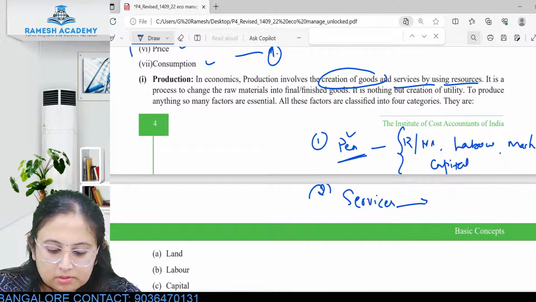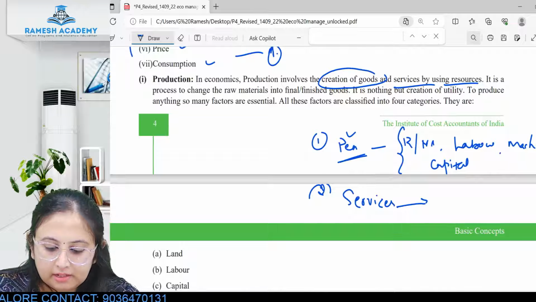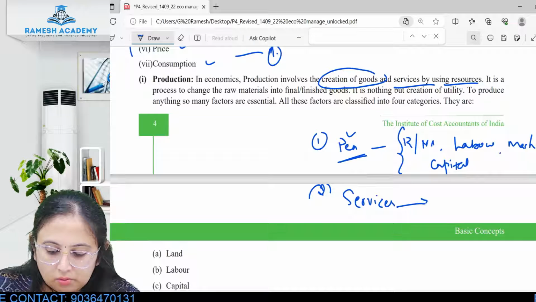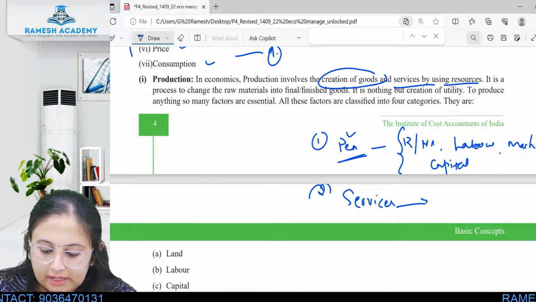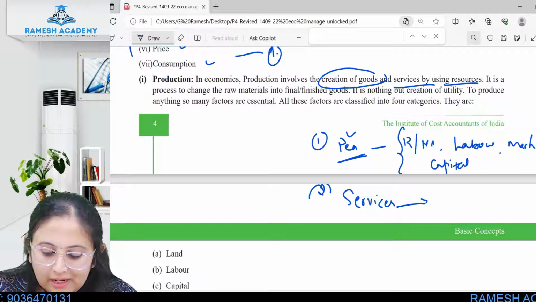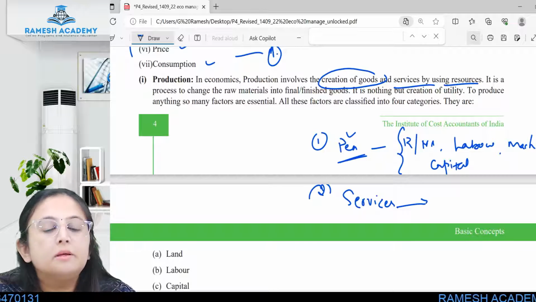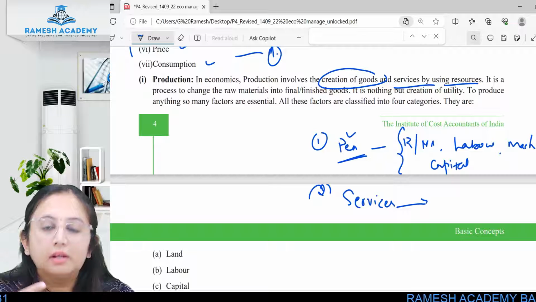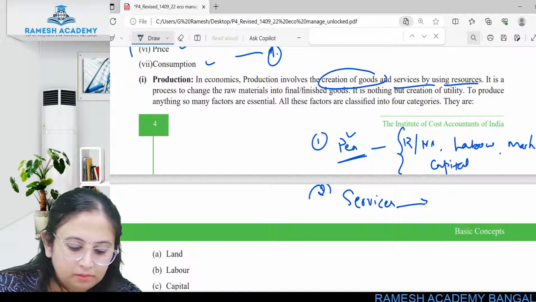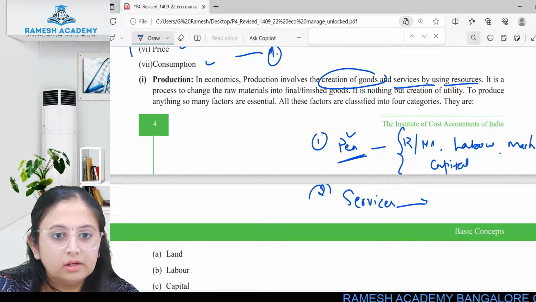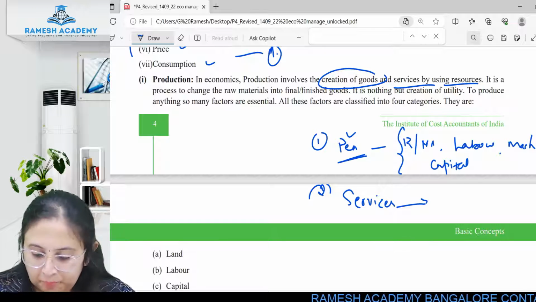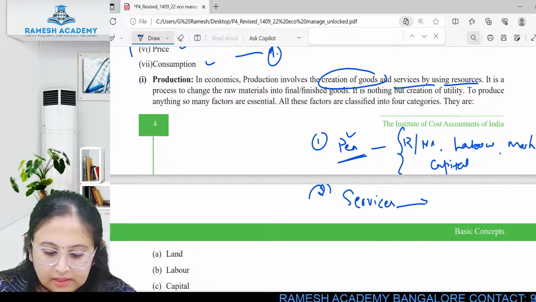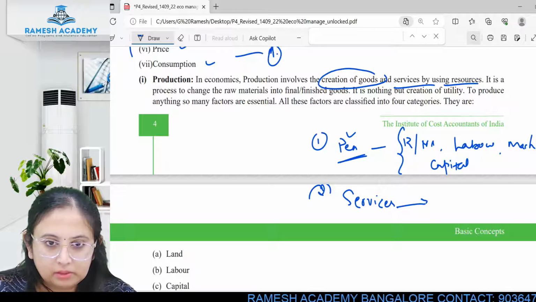So it is a process to change the raw materials into final or finished goods. It is nothing but creation of utility. You are creating utility, that's all. That is production. As I told you, mainly you are adding value to it. That itself is production. To produce anything, so many factors are essential.